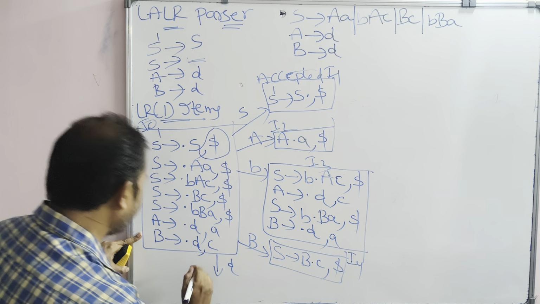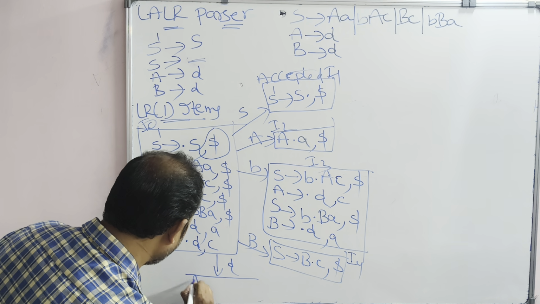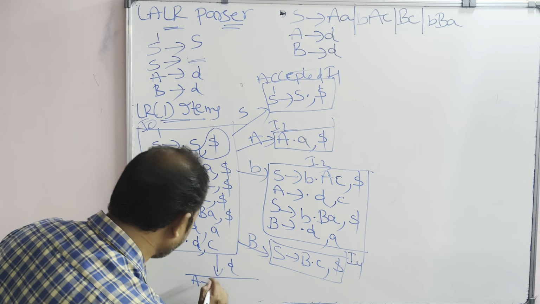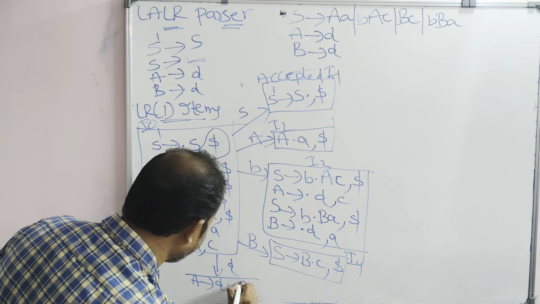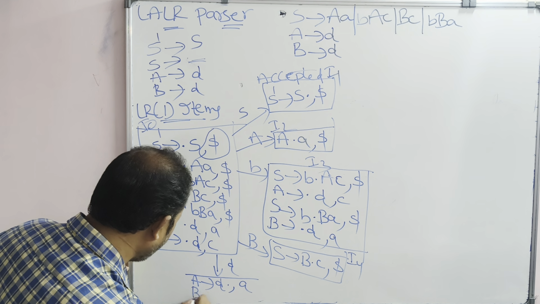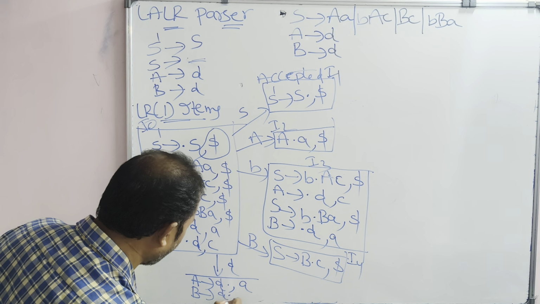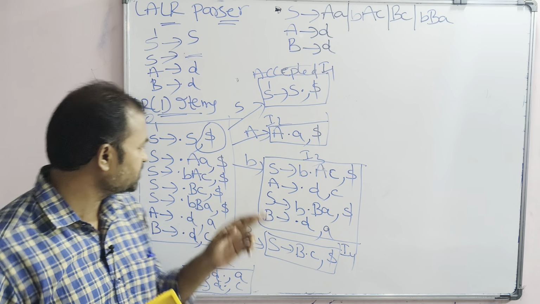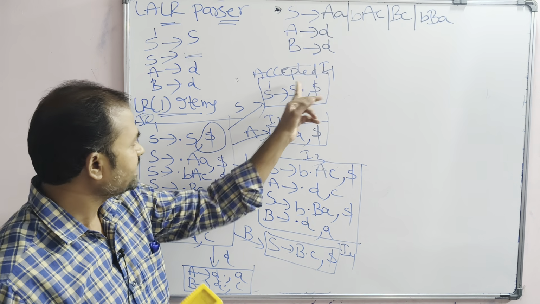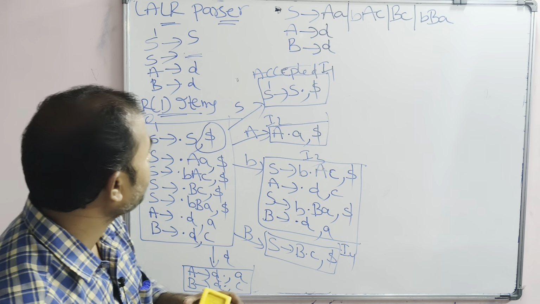So apply D on I0. Then the production will become A produces D dot, the dot shifted one position to the right, and the look ahead is the same only. Next here also B produces D dot, look ahead is the same only. So all the productions of I0 are over. Next let us see about I1.